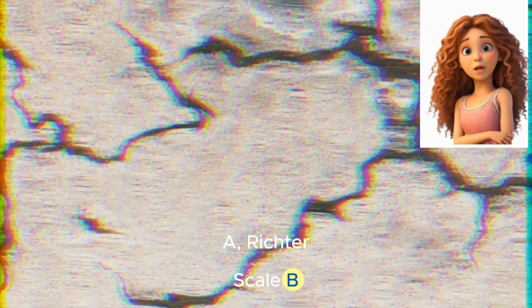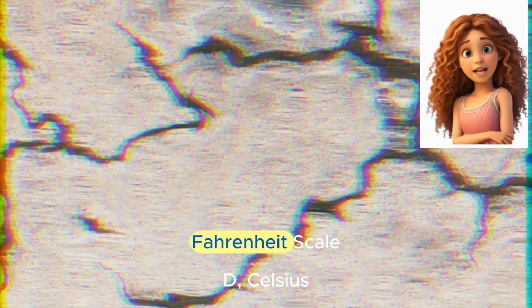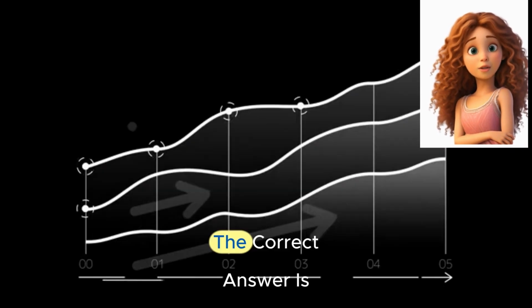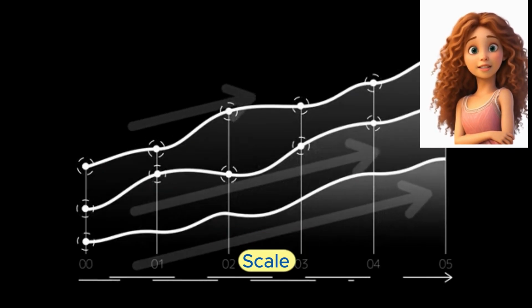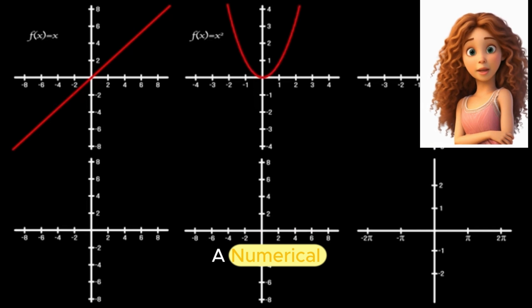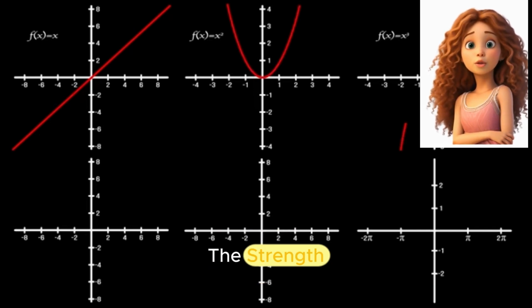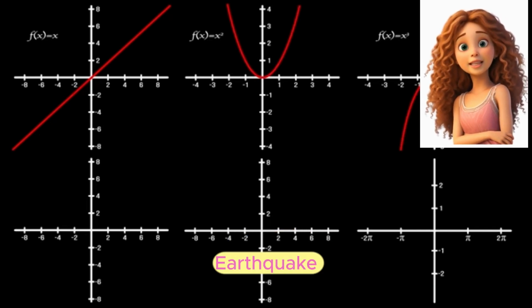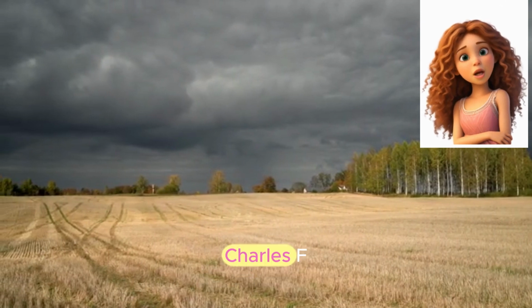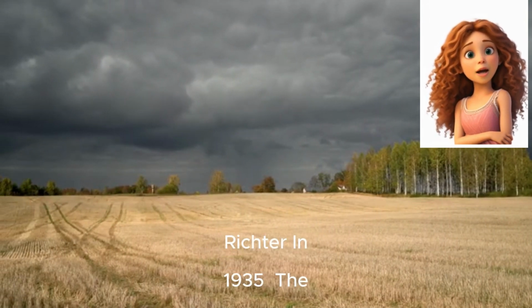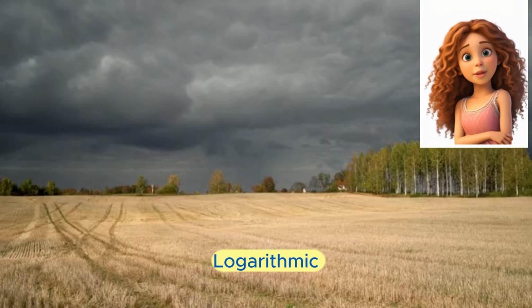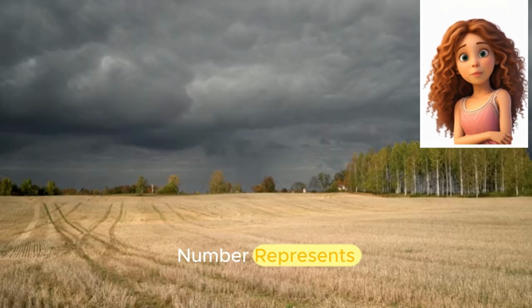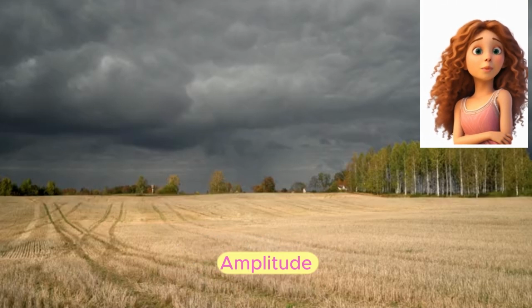A. Richter scale. B. Kelvin scale. C. Fahrenheit scale. D. Celsius scale. The correct answer is A. Richter scale. The Richter scale is a numerical scale used to express the strength or magnitude of an earthquake. It was developed by Charles F. Richter in 1935. The scale is logarithmic, meaning that each whole number represents a 10-fold increase in amplitude.